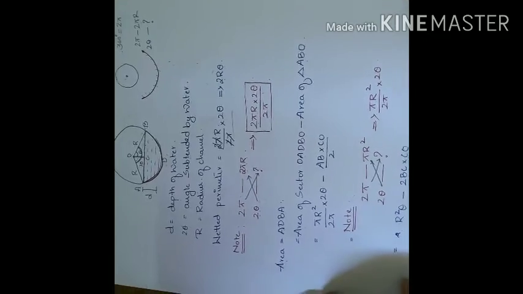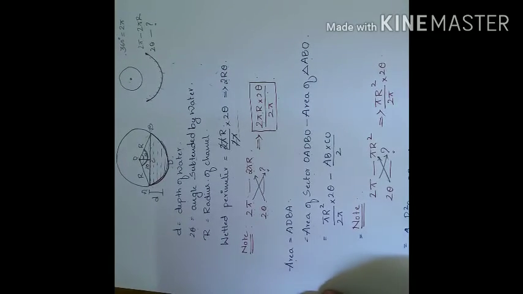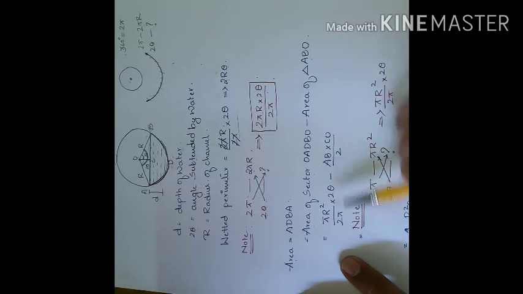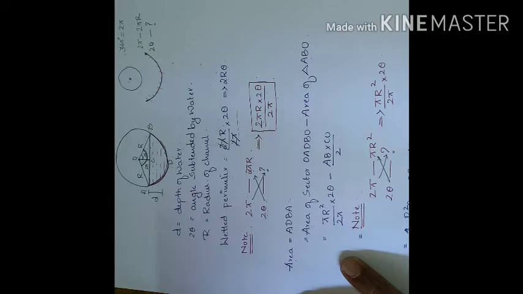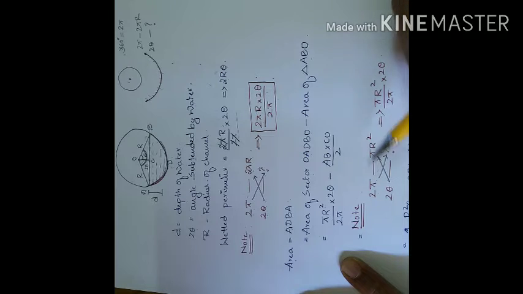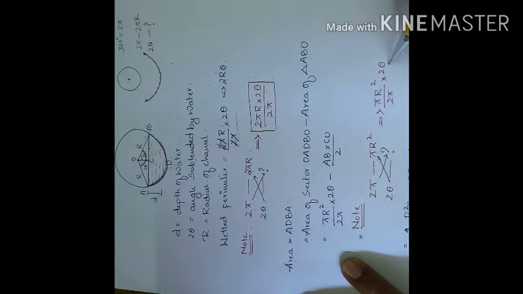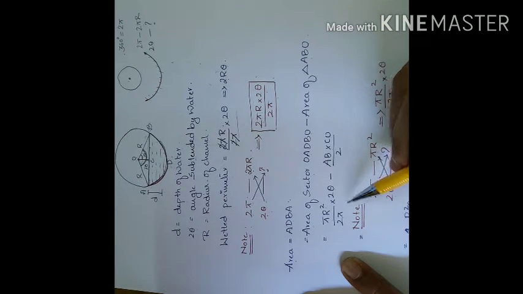When we deduct the triangular part here, the area of the sector OADBO is nothing but pi r square by 2 pi into 2 theta. Again, the same formula we need to follow as we have followed in the above equation. For 2 pi, the area of a circle is pi r square. For 2 theta, how much is the area? Cross multiplication again, so we'll be getting this value.